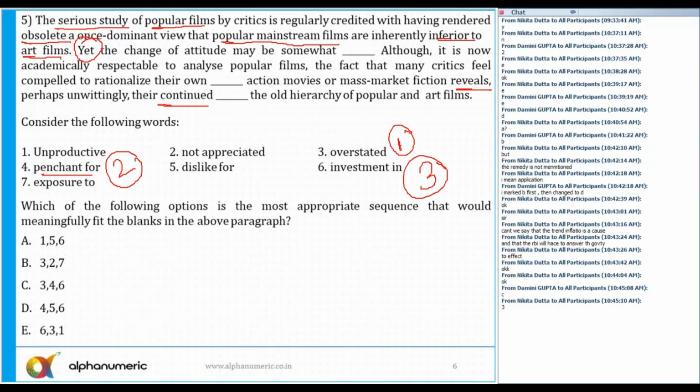They are still invested in the old hierarchy of popular and art films. That means there still remains an iota of the earlier belief that art films are superior to mass produced films. I think the answer for this question should be 346, which means option C. Please take a look. Anybody has any doubt?